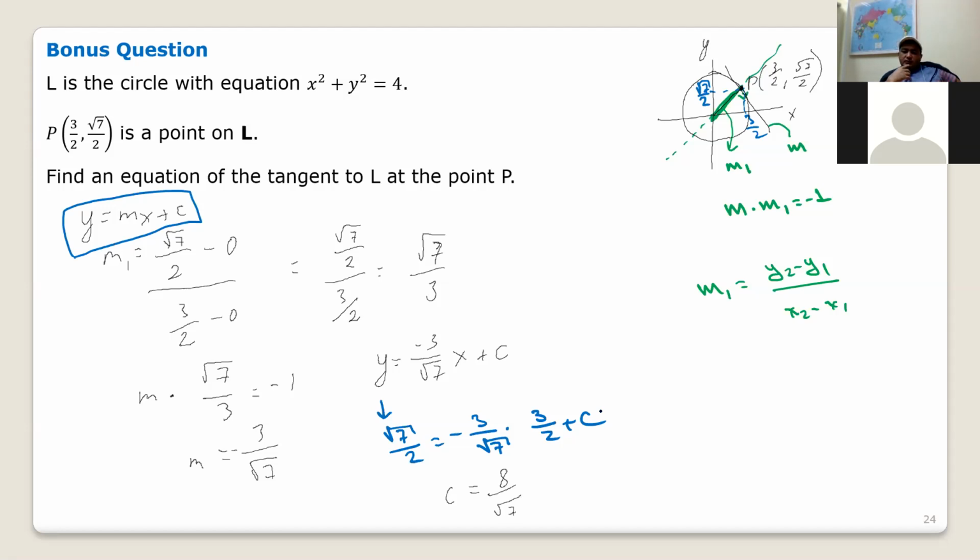Okay. The equation of the tangent is y equals... That is a little bit challenging question, GCSE. I don't know in which year. I mean, that much is enough.